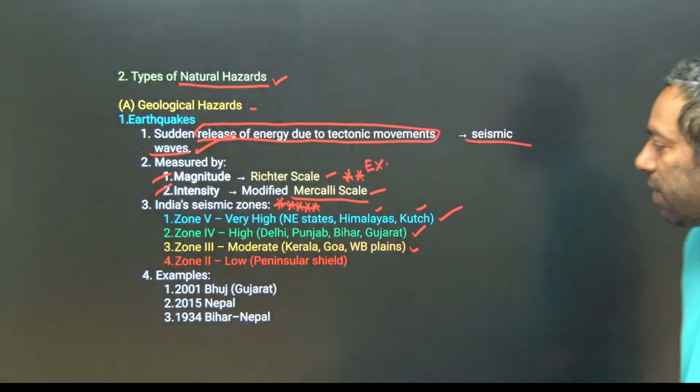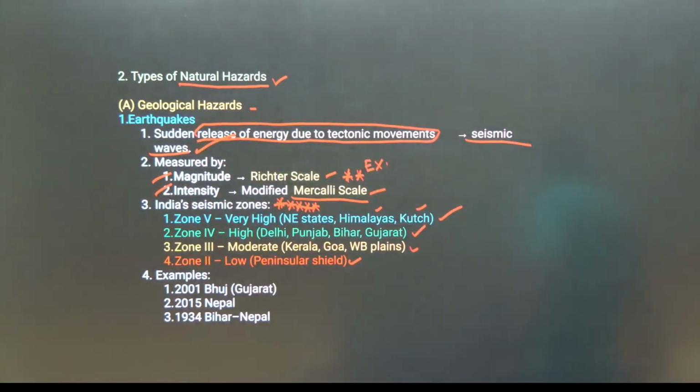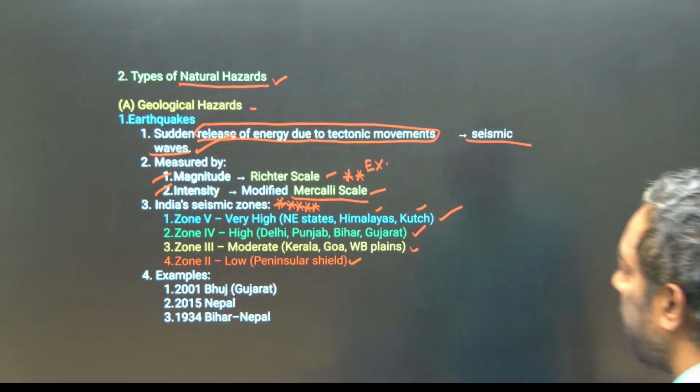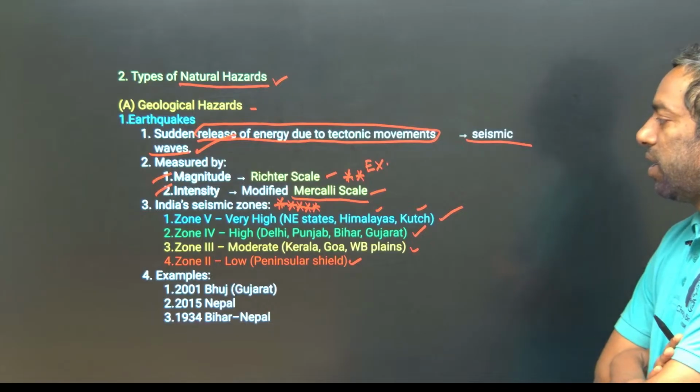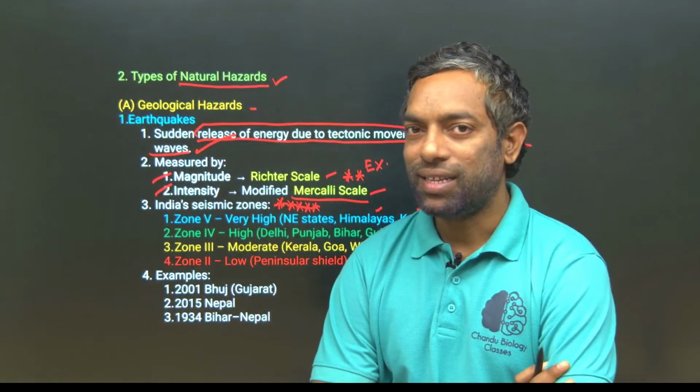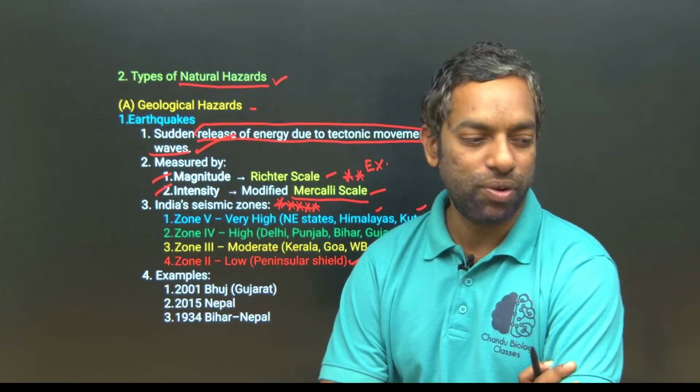And Zone 2 is the peninsular area like plateaus, guys. I am going to show you. Zone 5 is very high, Zone 4 is high, and Zone 3 is moderate: Kerala, Goa and West Bengal plains. Zone 2 is lower, very low intensity of earthquake, that is the peninsular shield, meaning the Deccan plateau and these central plateaus, guys. I am going to show you here.